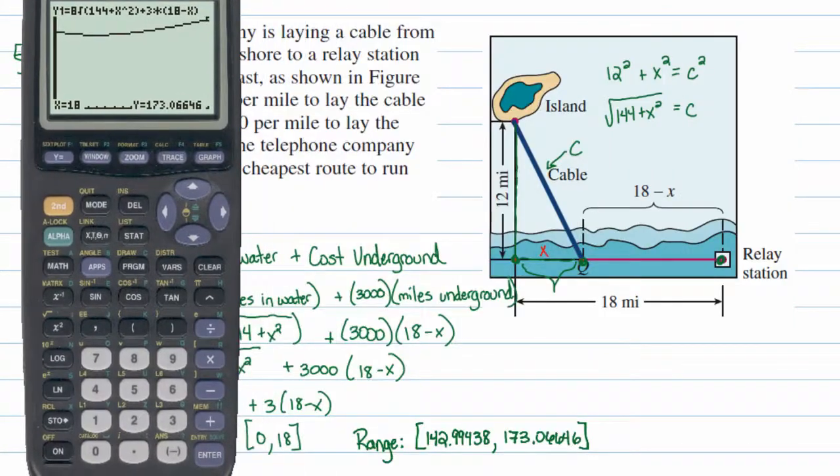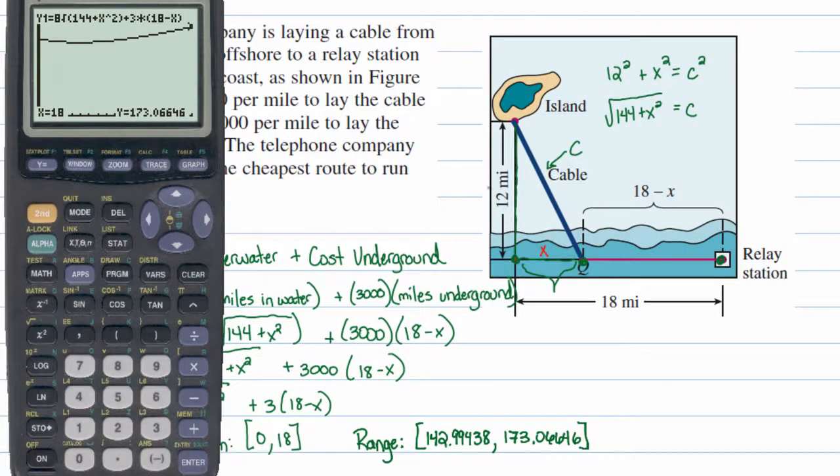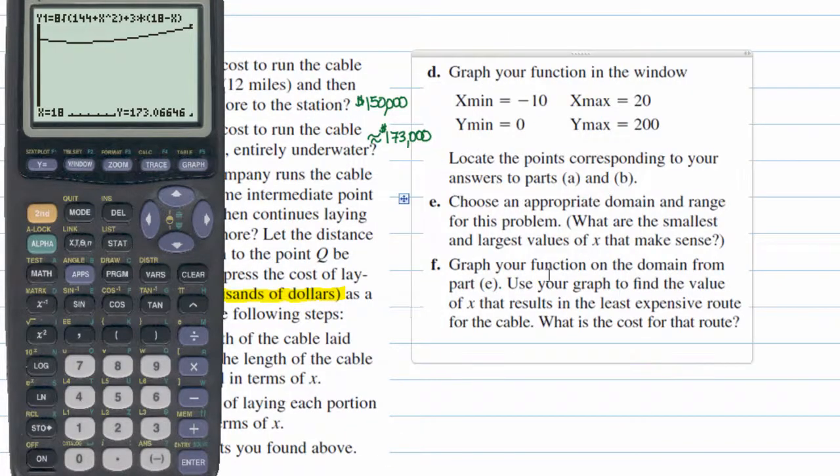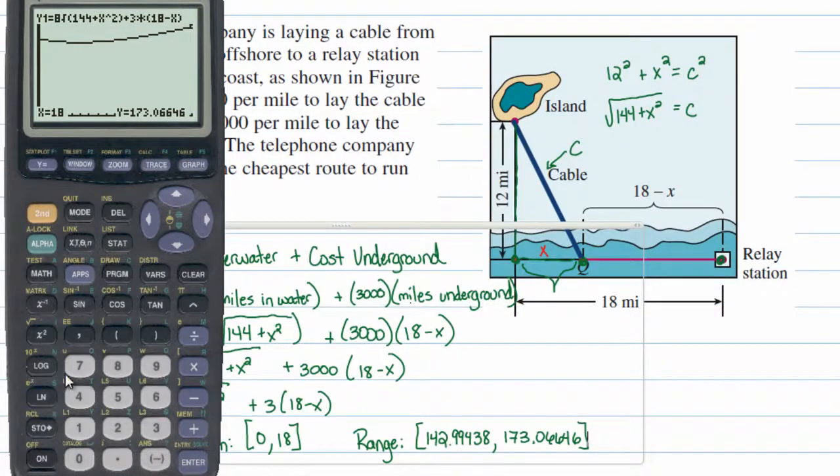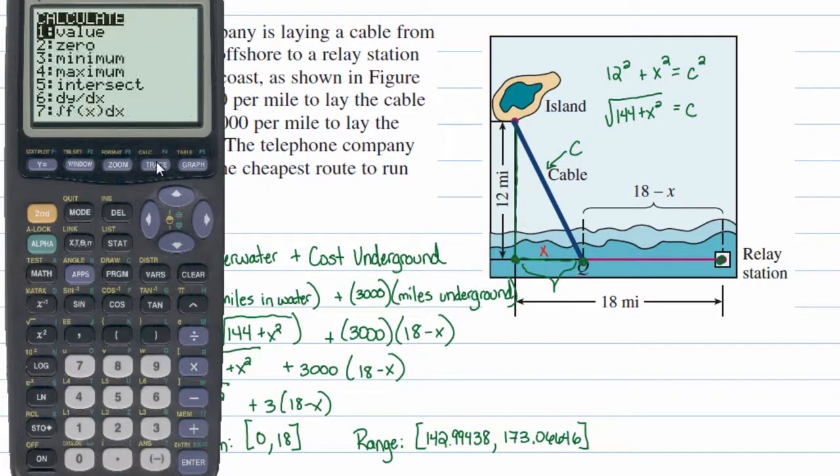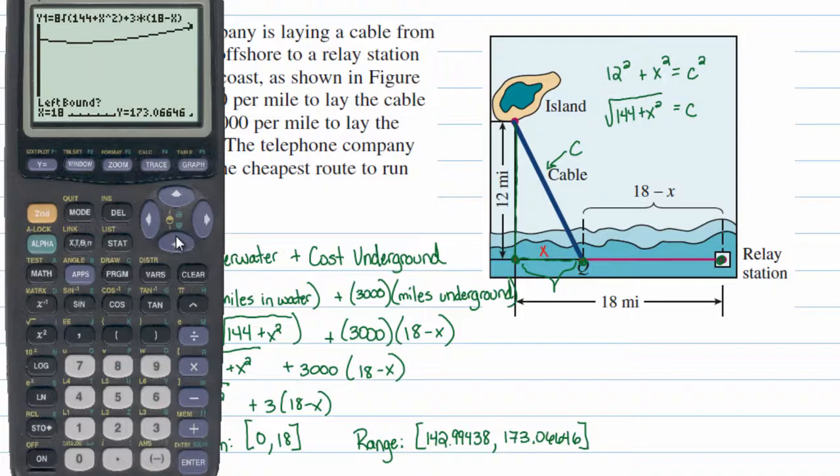Now, if you take a look at the very last question on this problem, it's actually asking to graph the function on the domain from part E. Use your graph to find the value of x that results in the least expensive route. And what's the cost for that route? We've just answered that question. The value for the least expensive route was given by finding the minimum, right? And you just move over here. After a lot of work, I got there.